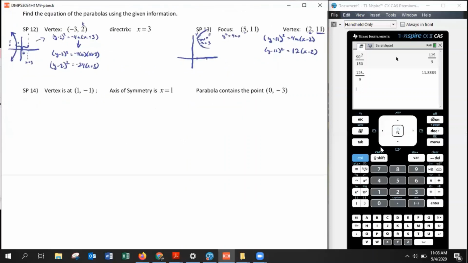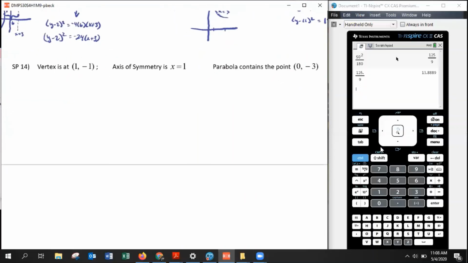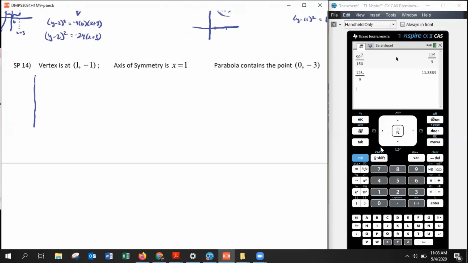Last but not least, we have one more problem. So let's make our axes. Our vertex is at 1, -1, so 1, -1 would be right there. Let's label that V. Our axis of symmetry is x equals 1, which would look like that. So let me write that as axis of symmetry. And then our parabola contains the point 0, -3. So 0, -3 would be right about here.